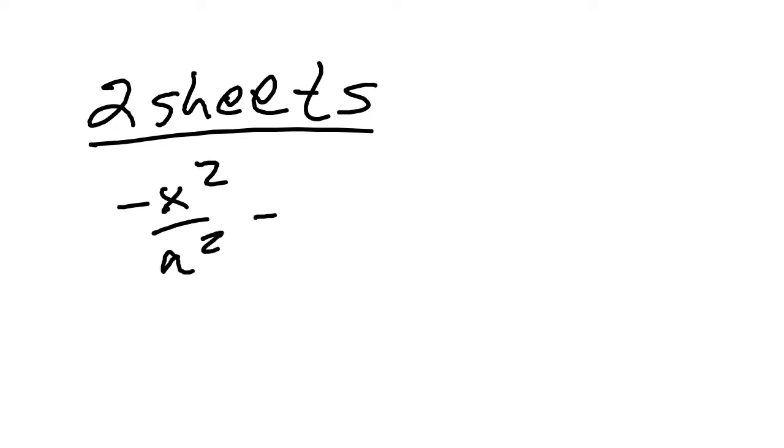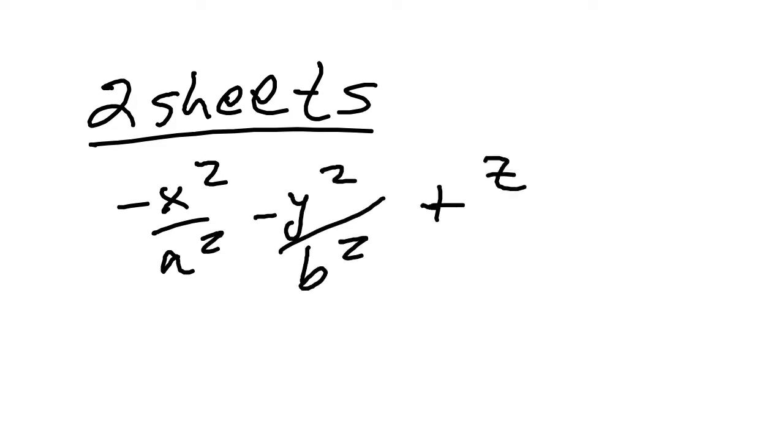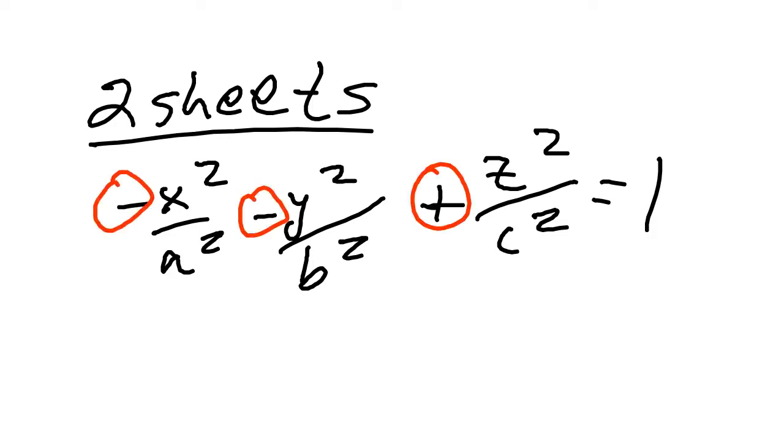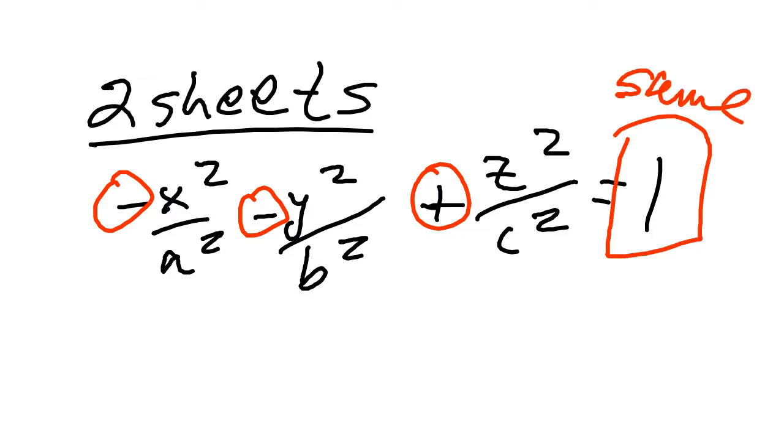So what's the difference in the formula? I'm going to show you the book formula for this. It shows minus x squared over a squared minus y squared over b squared plus z squared over c squared. This is what they show equals 1. Notice that what they did is, this is opposite, this is opposite, this is opposite, and this is the same, right? So they had opposite on the left side.